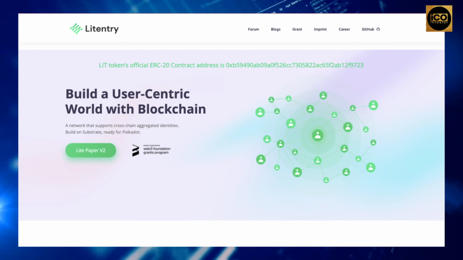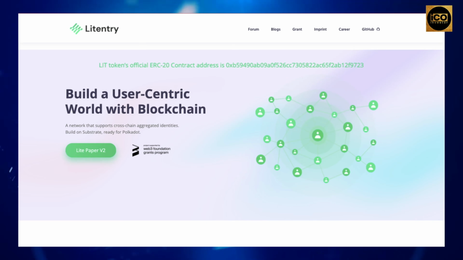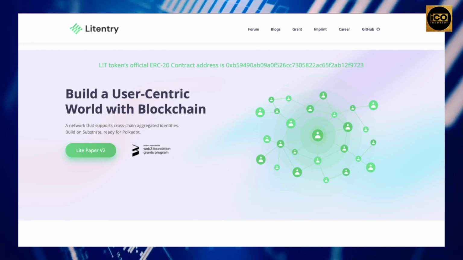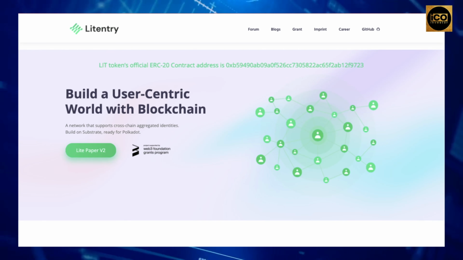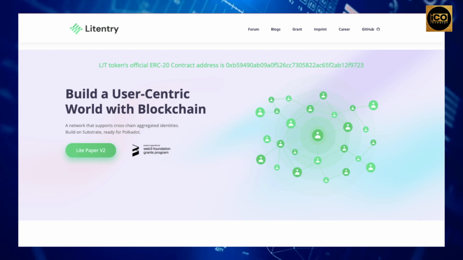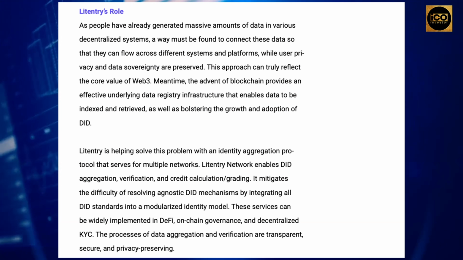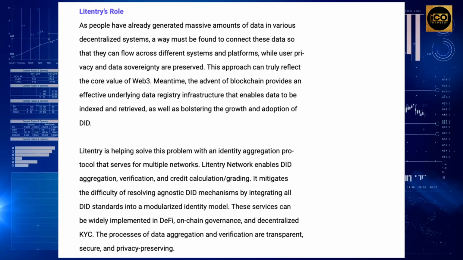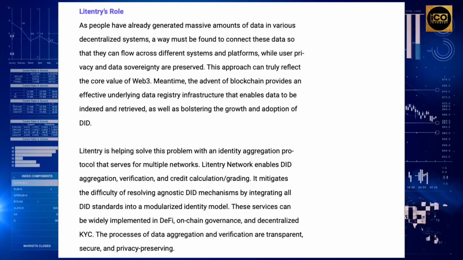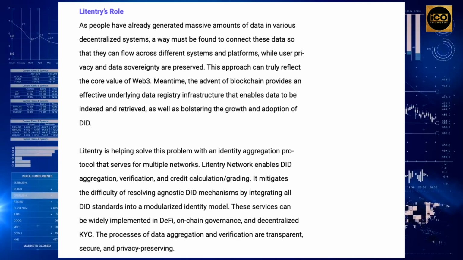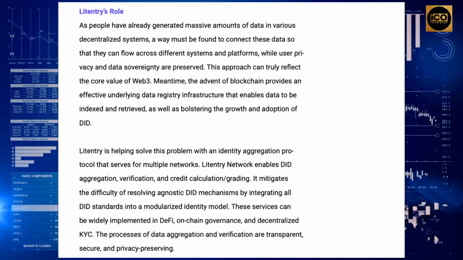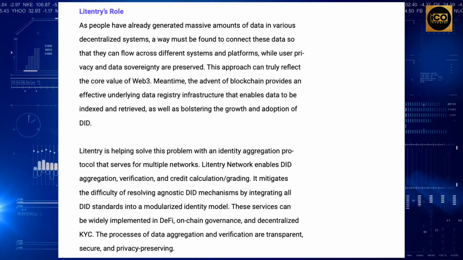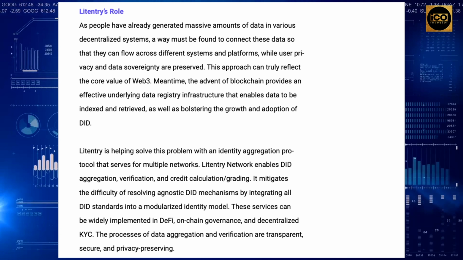Litentry is built on Substrate, which inherits great features and best technologies of the blockchain industry. Litentry aims to be a parachain of the Polkadot network and benefit from the thriving cross-chain ecosystem and shared security. Because individuals have already created huge volumes of data in multiple decentralized systems, a solution must be discovered to link this data so that it may flow across different systems and platforms while maintaining user privacy and data sovereignty. This technique can genuinely express Web3's primary value.